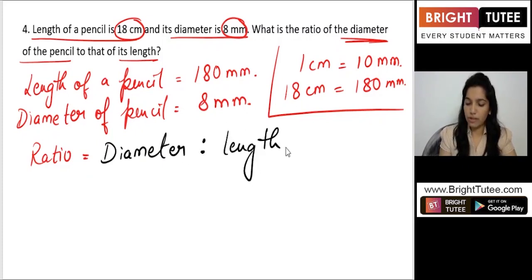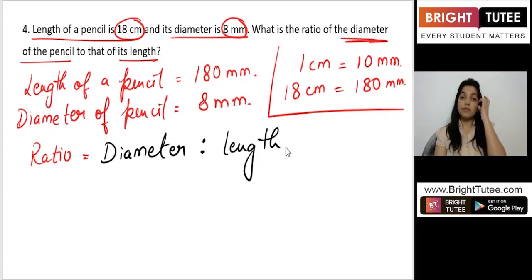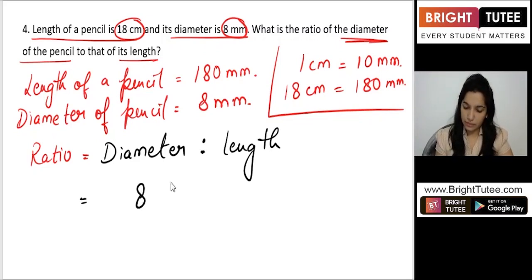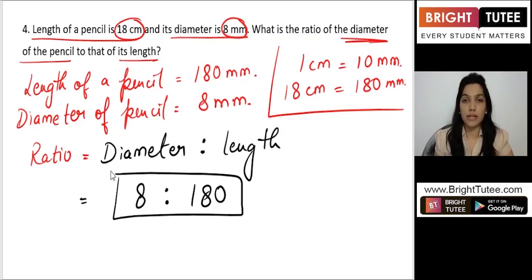We need to be very careful with what is given. They are not asking you to write the ratio of length to diameter. They want you to write the ratio of diameter to the length. Okay. So what is the diameter given? It is 8. And what is the length? It is 180. I hope this is clear how we have worked out this answer, taking care of what needs to come first and what will come after in the given ratio. So 8 is to 180 is the answer.